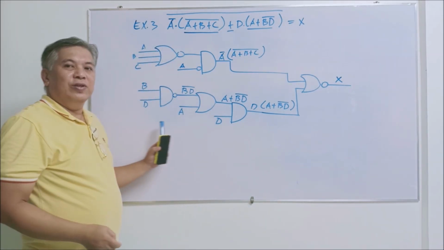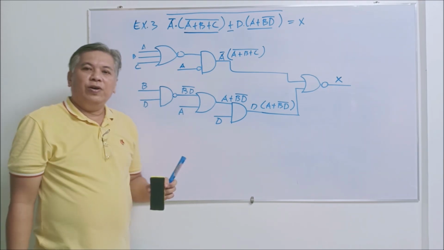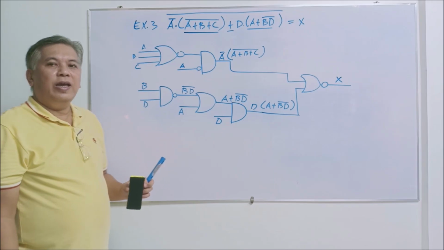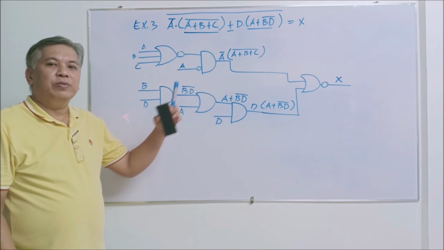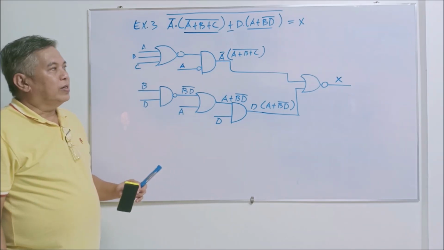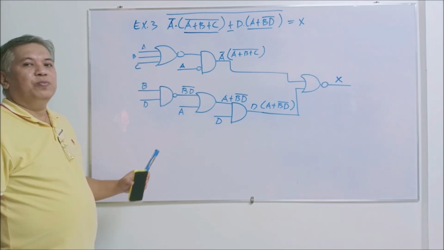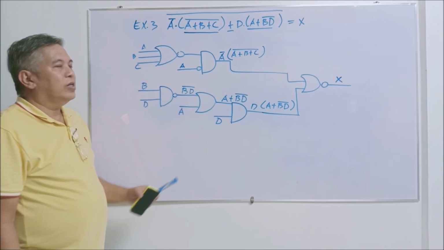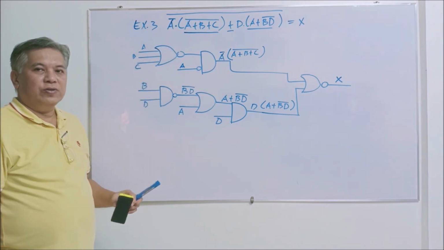For the truth table, we will not do it anymore because it is very long. We have 4 inputs represented by A, B, C, and D. So we have 16 combinations from 0 to 15. Okay? So what is important is we know how to obtain the logical circuit equivalent of your Boolean equation.